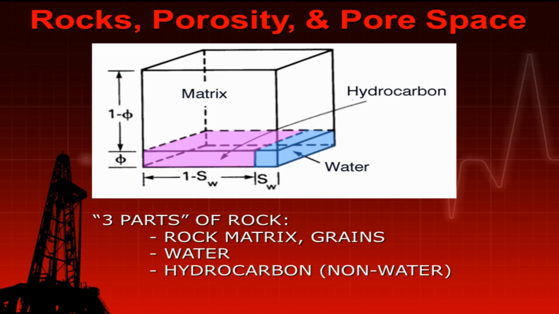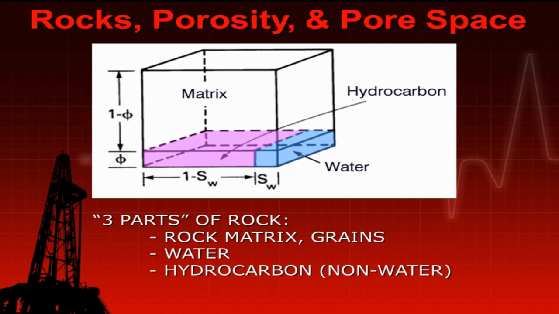If we draw a schematic of it, we can say that the rock is made up of grains, which is the solid part, sometimes called the matrix, and then you have the pore space. The Greek letter phi down there represents porosity. If 20% of the rock is pore space, then 80% of the rock, that 1 minus phi, is rock matrix. If you're up in New England looking at a granite outcrop, 100% of the rock is rock matrix. It has no pore space at all.